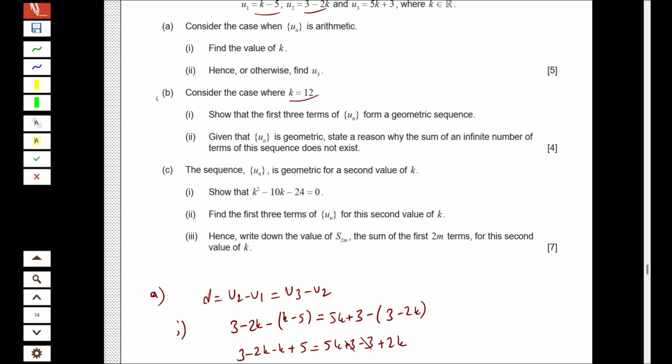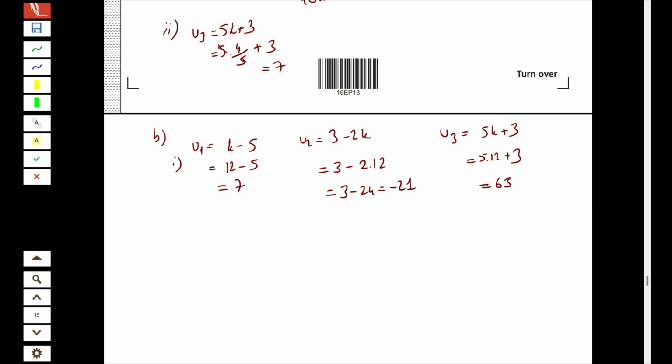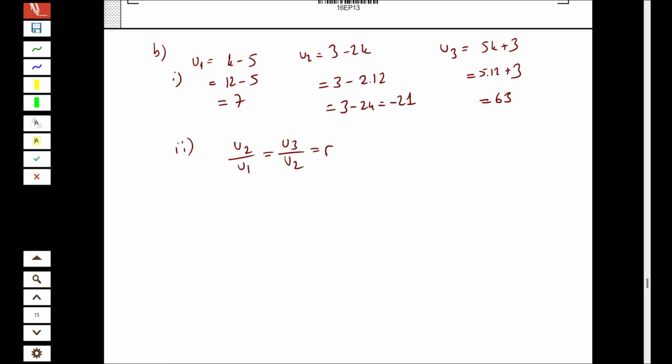B2. Given that Un is a geometric sequence, give a reason why the sum of an infinite number of terms of the sequence does not exist. Let's check for the common ratio. What's the common ratio? It is U2 divided by U1, and you can also find it from U3 divided by U2. These are consecutive terms. From here, you can find the common ratio. And I know that U2 is minus 21 and U1 is 7.